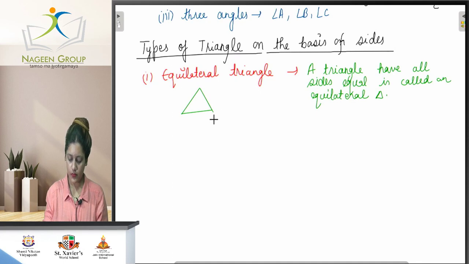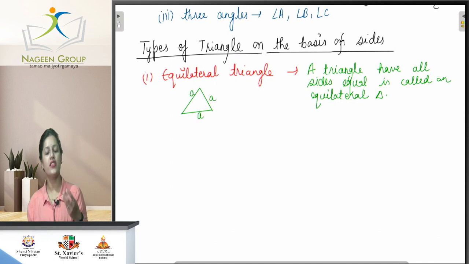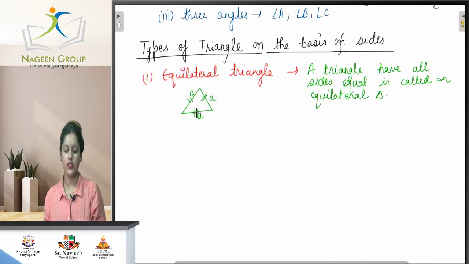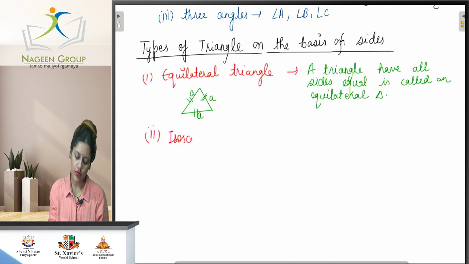Here, if a side is A, then all the sides have the same dimension, that is A. Understand? Means all the sides are equal to each other. Next one is our isosceles triangle.